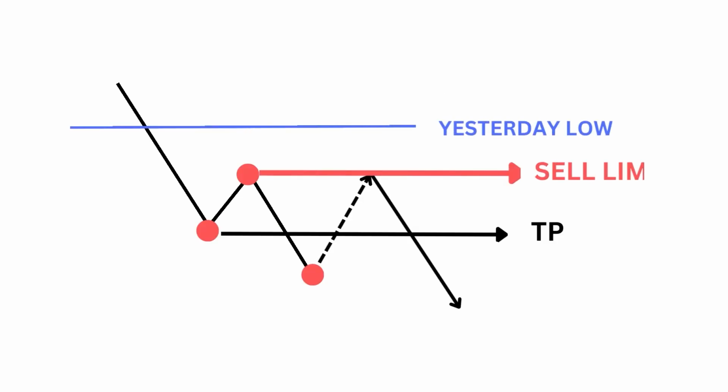And when the price falls below yesterday's lowest price, creating a lower high and a lower low, we place a sell limit order at the high level. So when the price retests this level, a sell position will be opened. Our take profit point will be at the low or high level.